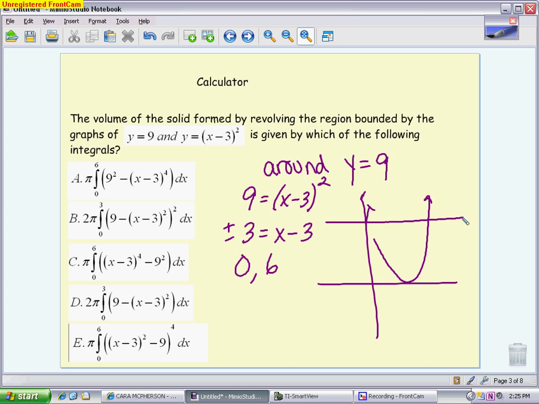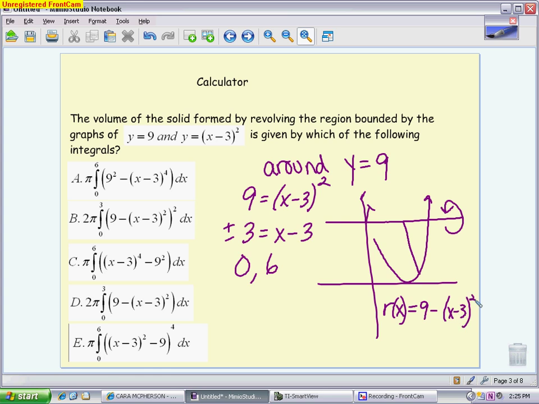My axis of revolution is y equals 9. So I actually do not have a hole. This is a disk method problem. My radius is top minus bottom, so my radius is going to be represented by 9 minus x minus 3 squared.